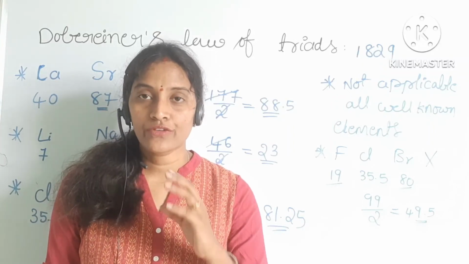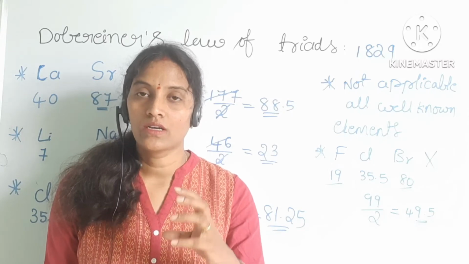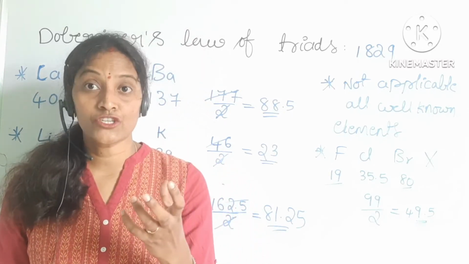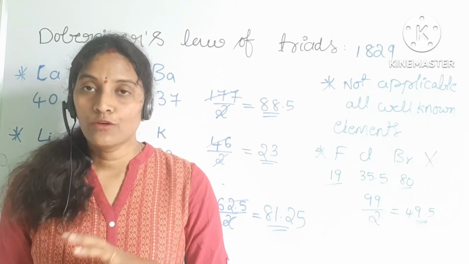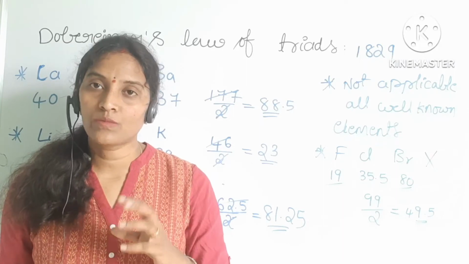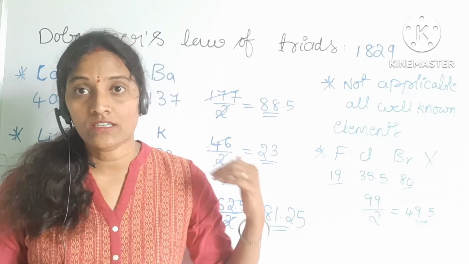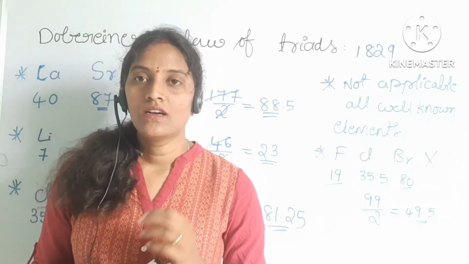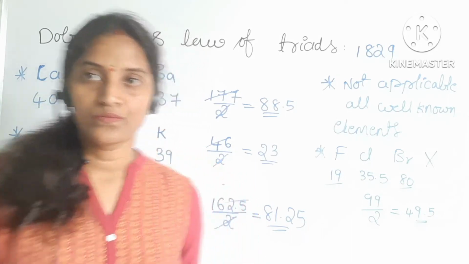Actually, from Dobereiner's experiment, we get a clue about one thing, that atomic weight may take a major role in the classification of elements. Maybe atomic weights and physical or chemical properties may be correlated with each other. From then onwards, scientists have been trying to concentrate on atomic weights. The next classification was Newland's law of octaves. We will talk about that one.